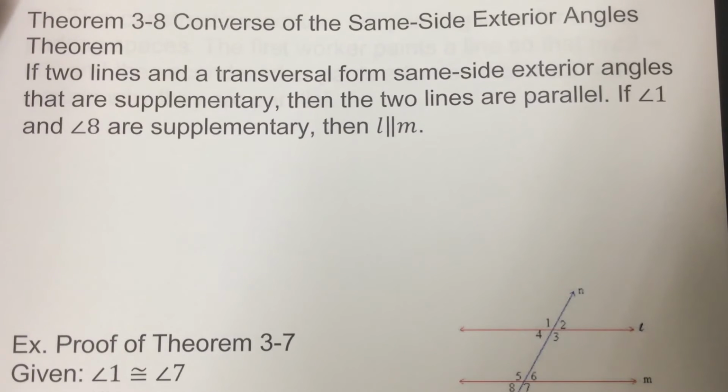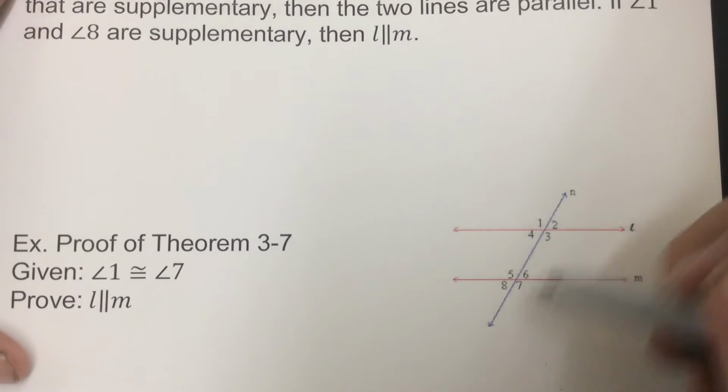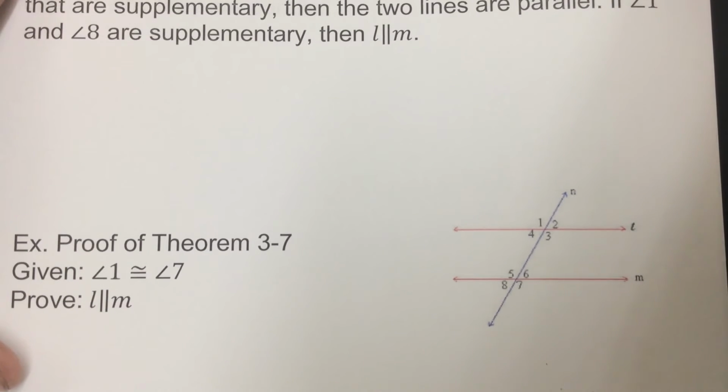And then we have theorem 3.8, the converse of the same side exterior angles theorem. So if same side exterior angles are supplementary, then we know the lines are parallel. So if we're looking at, say, 2 and 7 or 1 and 8, if we know those are supplementary, then we know the lines L and M are parallel.